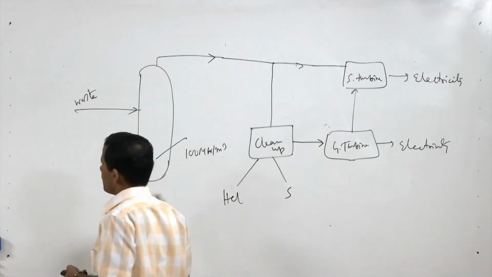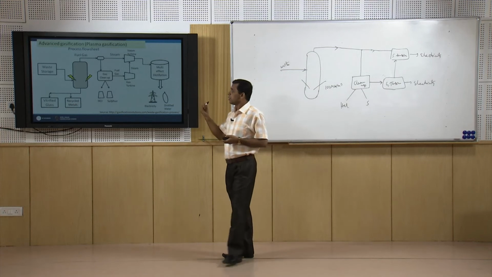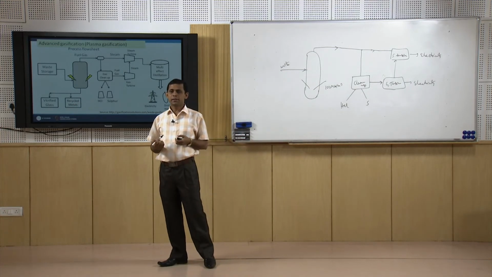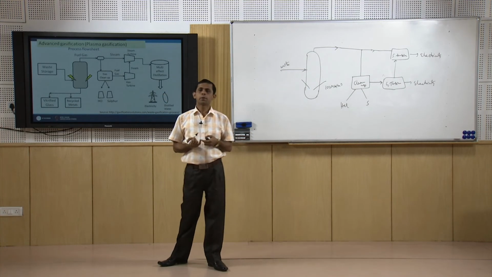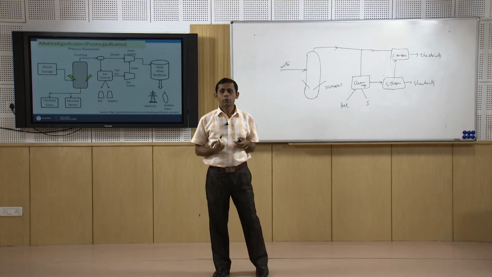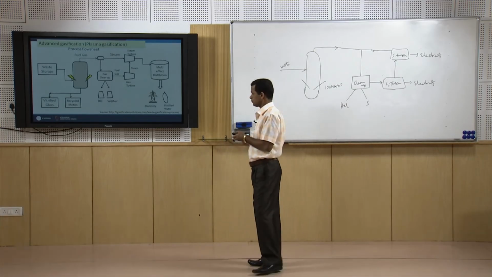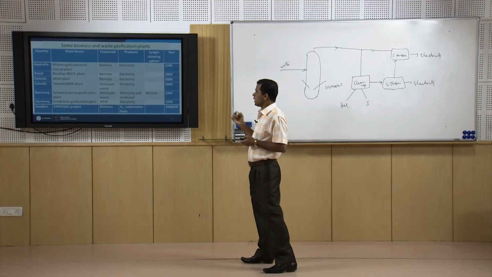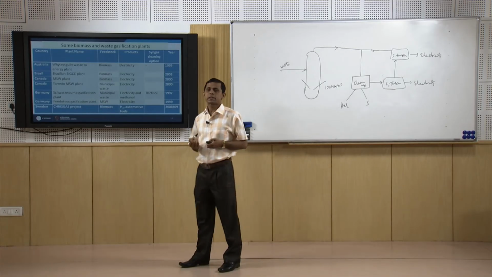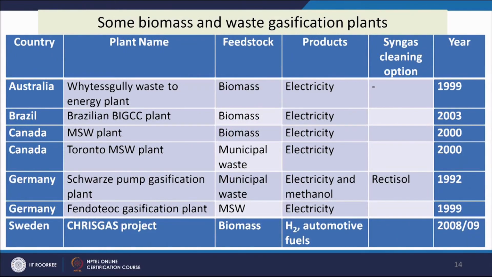So, this is the flow sheet of the plasma gasification process, and we have seen some differences between this flow sheet and the conventional gasification flow sheet, which we have discussed in the first part of this module. Here we will see some biomass and waste gasification plants around the world. As evident in this table, around the world the biomass and waste gasification plants are available, and these plants are available since 1990s.